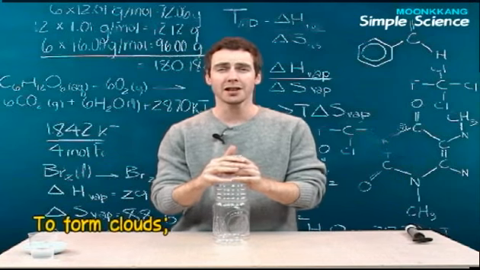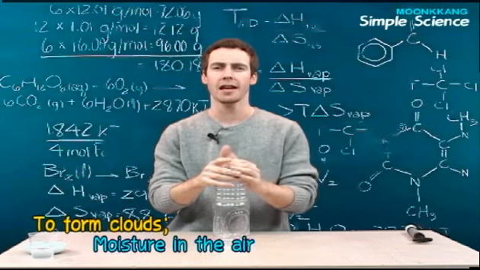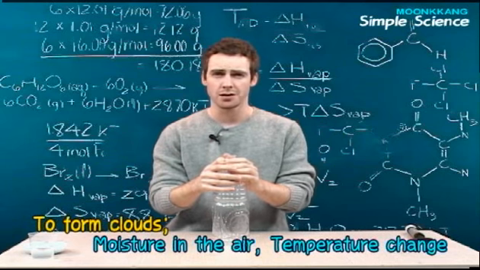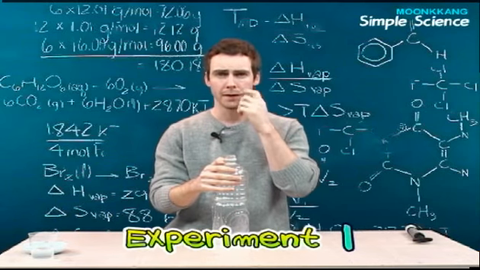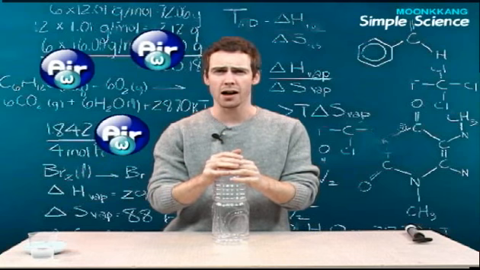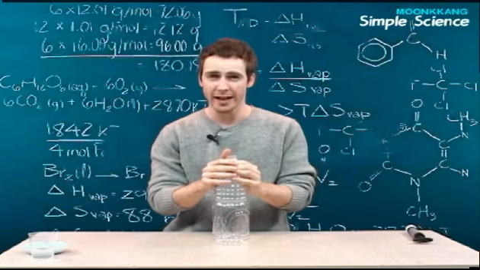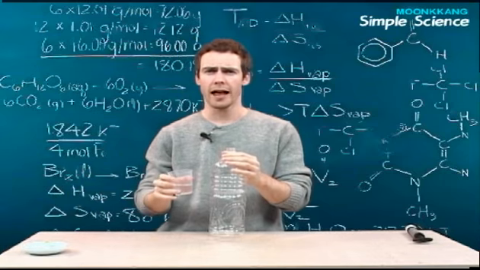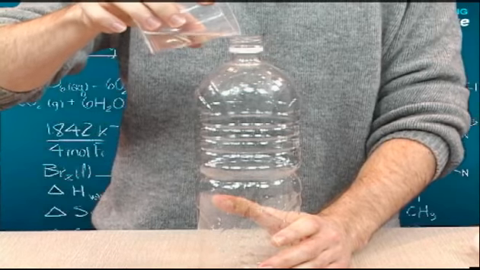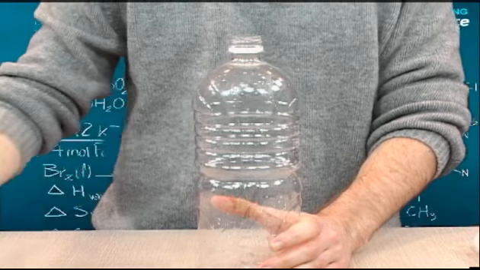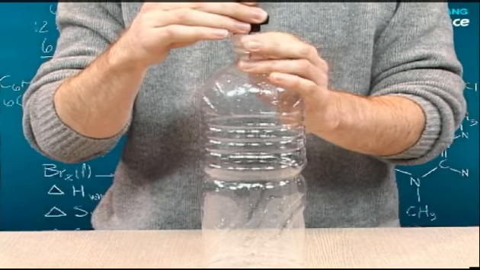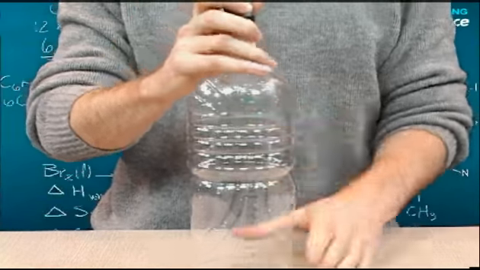For a cloud to form, you need a couple of things. You need sufficient moisture in the air. You need air, obviously. And you need a temperature change. So let's do that in the first experiment. Now, moisture is always in the air in the form of water vapor. We can't see it, but it is there. We need sufficient water vapor in the air to make a cloud, so we can do that by pouring some water into our bottle. Put the cap on the bottle. Let's give the bottle a shake to get that moisture into the air.